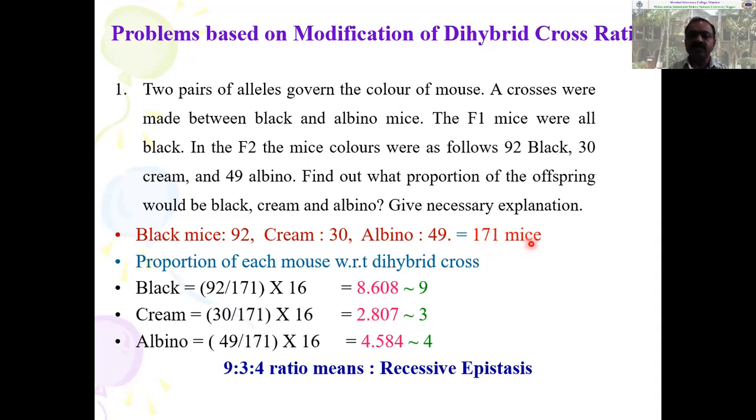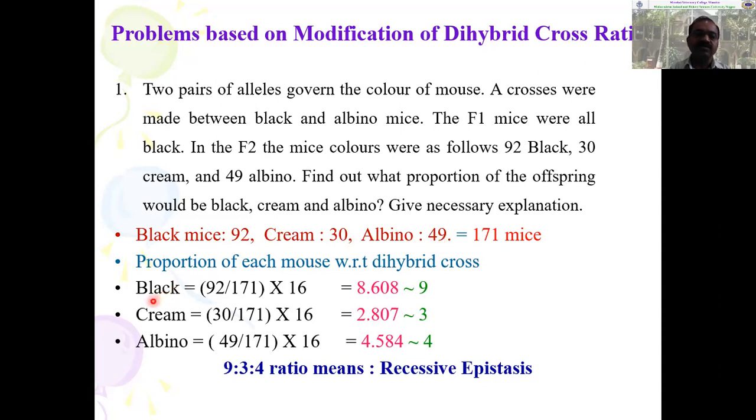Now, to identify the proportion of offspring that would be black, cream, or albino, we have to find out the ratio or proportion of each phenotype with respect to the dihybrid cross. So we know that the classical dihybrid ratio is 9:3:3:1, and a total of 16 combinations were there. So how to find out the proportion of each phenotype in this particular example? For example, we have 92 mice of black color, 30 were cream, and albinos were 49.